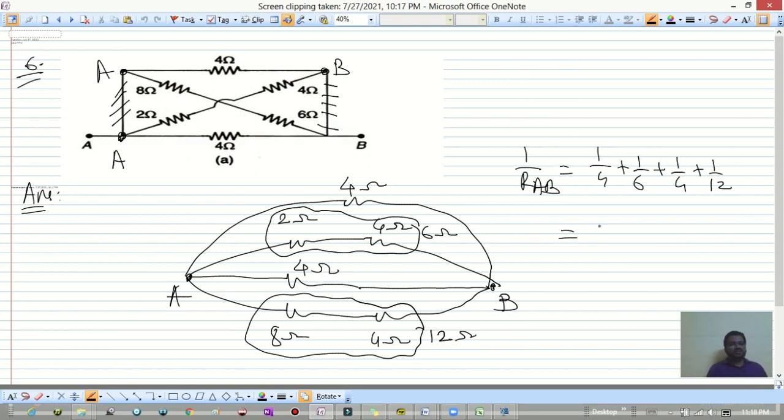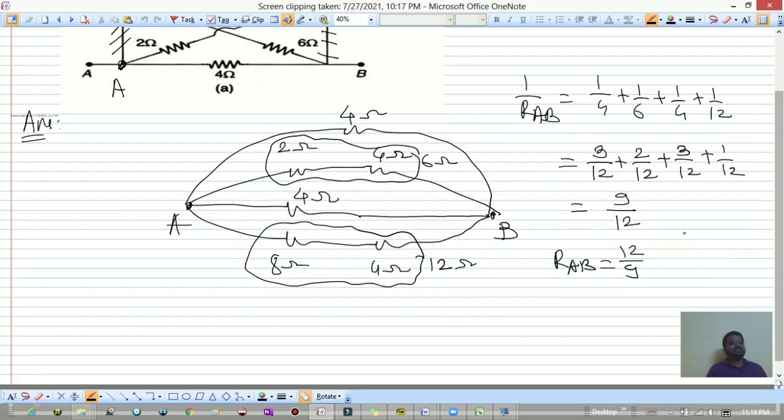So here, this is 3 divided by 12 plus this is 2 divided by 12 plus this is 3 divided by 12 plus 1 divided by 12, which is equal to 3 plus 2 is 5, plus 3 is 8, plus 1 is 9, divided by 12. Indicates RAB is 12 divided by 9.